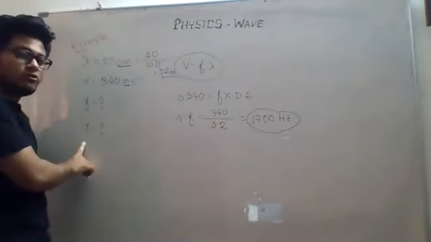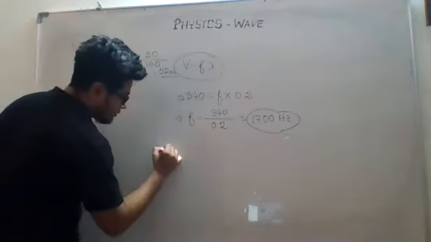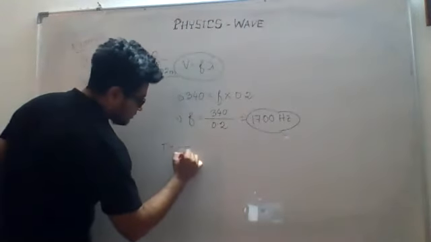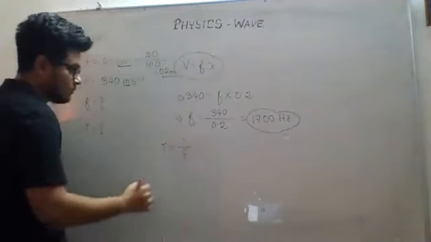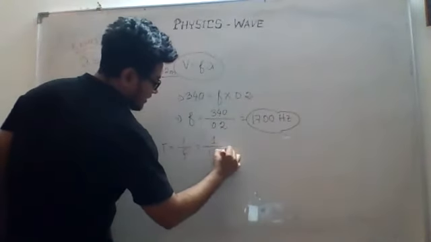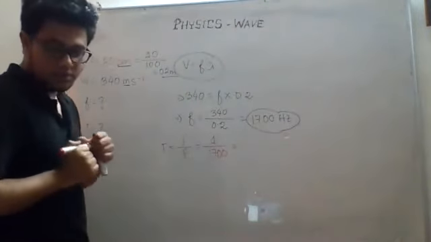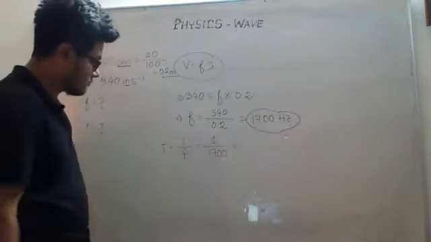Still, we have to find the time period, right? So how to find out the time period? We already saw T is equal to 1 by f. T is equal to 1 by f. Okay. So here I will put the value of f, that is 1700. So 1 by 1700. You can do the calculation and find it out.